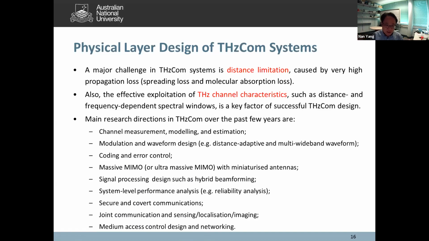And definitely I know there might be other research directions that I haven't included here, but I would say the research on terahertz communication is booming. That is why I firmly believe the research on terahertz communication is very beneficial. And then in this talk, I'm going to introduce two of my works. One is on system level performance analysis, and one is on hybrid beamforming.